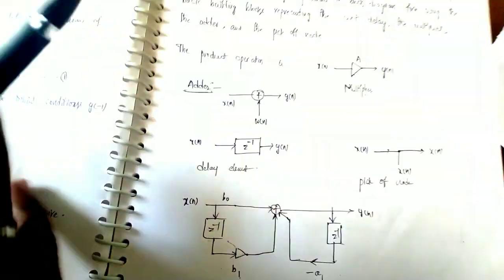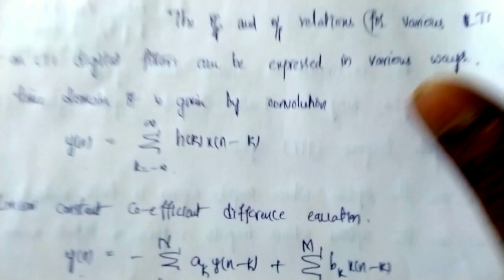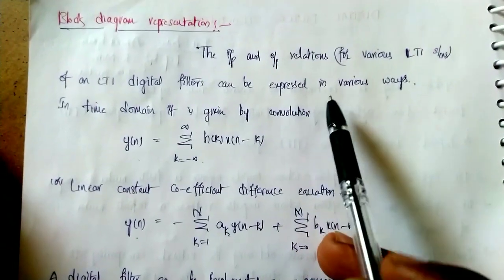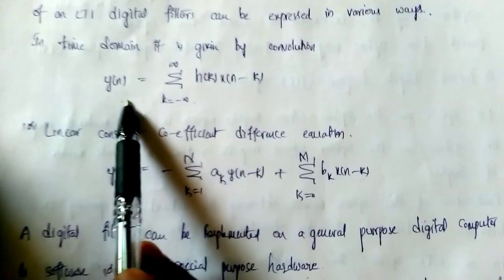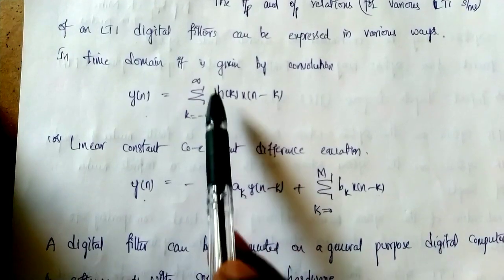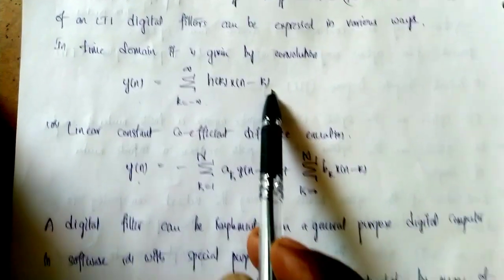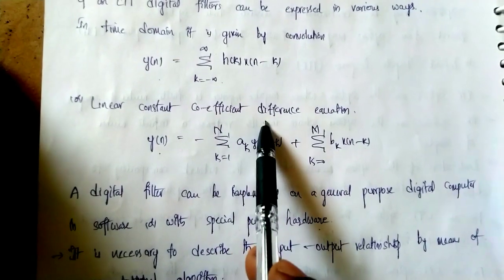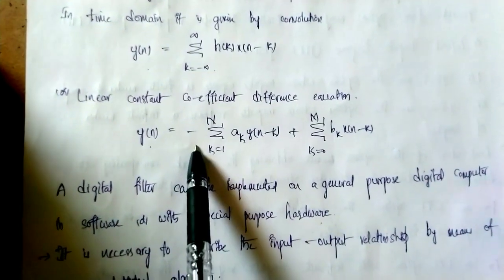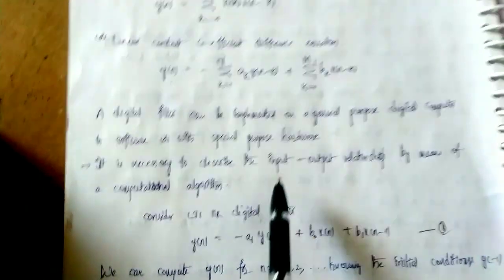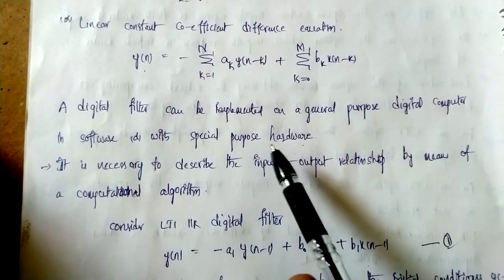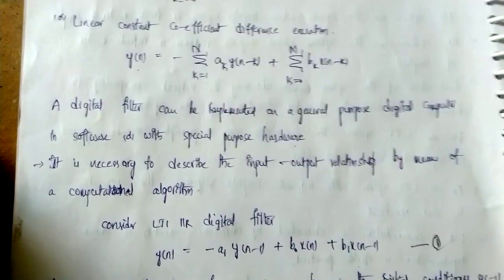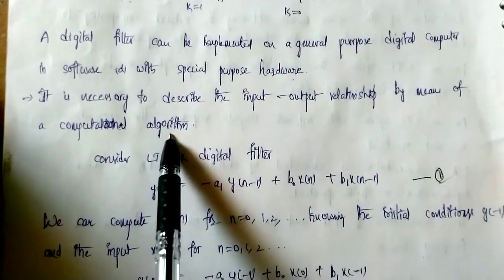Next we will discuss the block diagrammatic representation, that is, the block diagram. The input-output relation can be expressed in the time domain in convolution form: y of n equals summation over k from minus infinity to infinity of h of k x of n minus k. Or else we can represent it as a linear constant coefficient difference equation, y of n equals like this. A digital filter may be implemented on a general purpose digital computer, in software, or on some special kind of hardware. It is necessary to describe the input-output relationship by means of a computational algorithm.